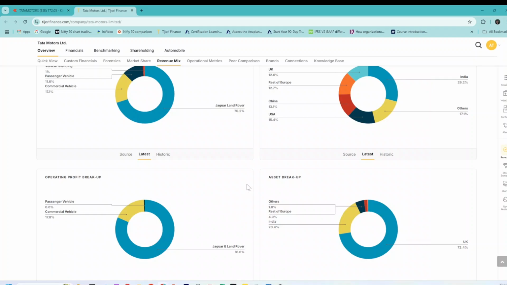Hello my friends, today we will be doing a fundamental stock analysis of Tata Motors. This video is going to be very interesting and informative, and if you watch it till the end, you won't need anyone else's opinion to decide on the stock.